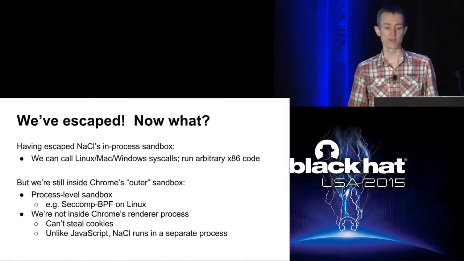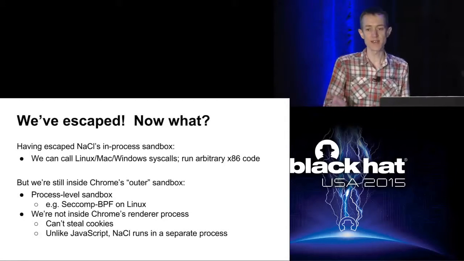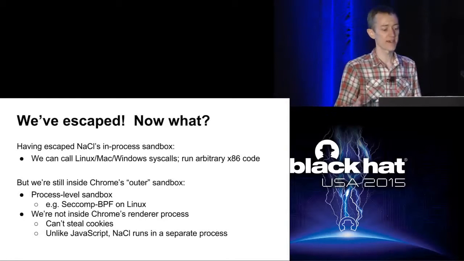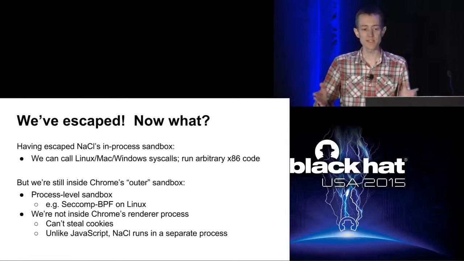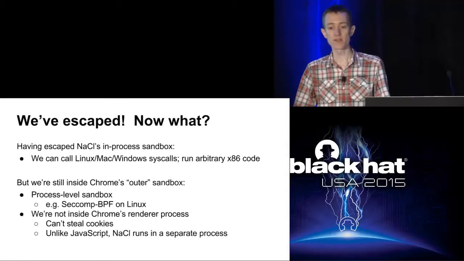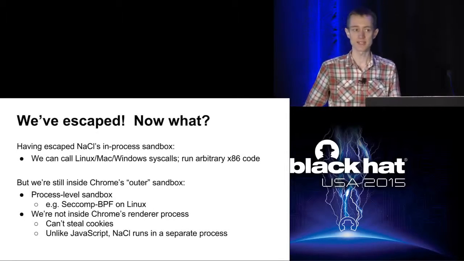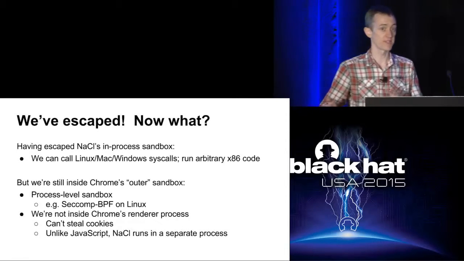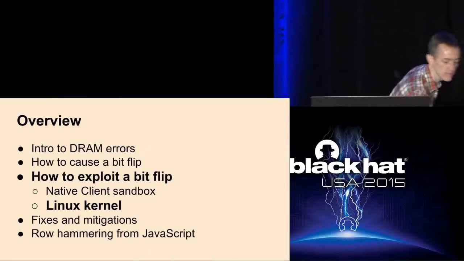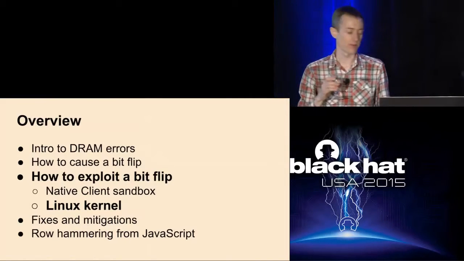Okay, so I've described how you can escape the NaCl sandbox. Once you've done that, what can you do? Well, there's actually not an awful lot you can do because we're still inside a process level sandbox that's fairly strict, and we're not inside the renderer process, so you can't steal cookies. But we could try escaping from the process level sandbox too, and that's what the next exploit tries to do, although it's not specific to escaping from a NaCl process. Okay, so I'll explain the kernel exploit now.